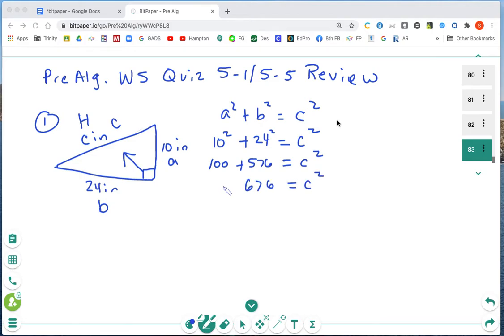Is the variable on the left? It's not. So we're going to use symmetrical. C squared is equal to 676. In order to get rid of the square, we're going to square root both sides. That knocks out the square, leaving us with C is equal to 26 inches.